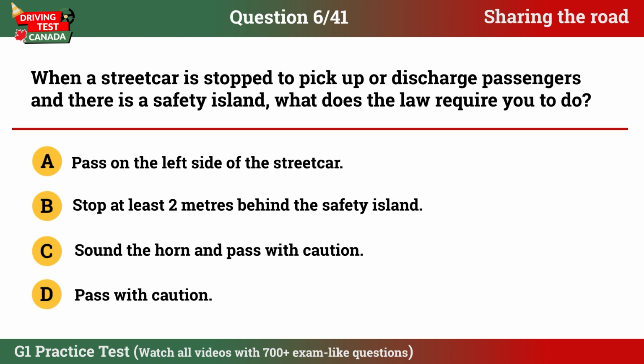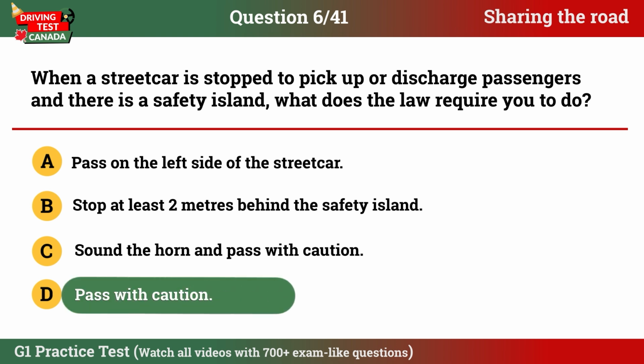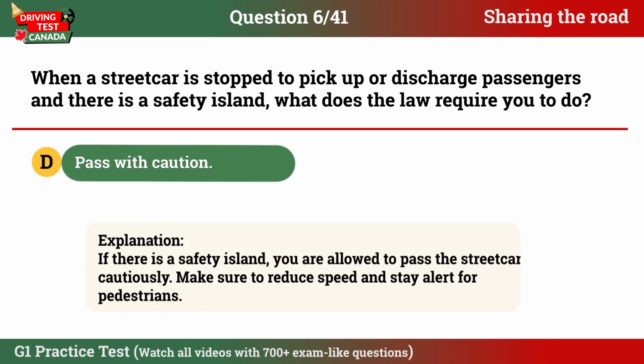The correct answer is D. Pass with caution. Explanation. If there is a safety island, you are allowed to pass the streetcar cautiously. Make sure to reduce speed and stay alert for pedestrians.